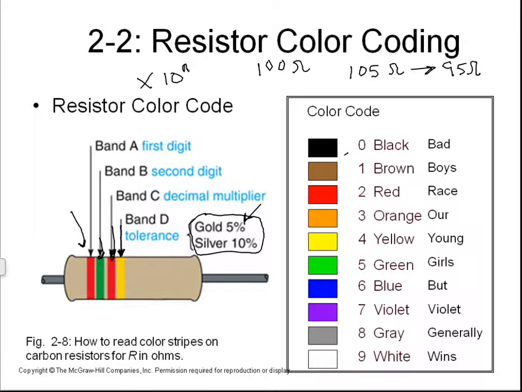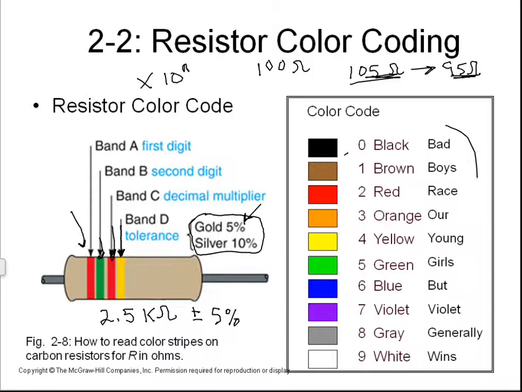Okay, 5% of 100, somewhere in that range. We don't normally give an entire range like this. What we would say is this guy is 2.5 k ohms plus or minus 5%. That's how we would express the value for this resistor.